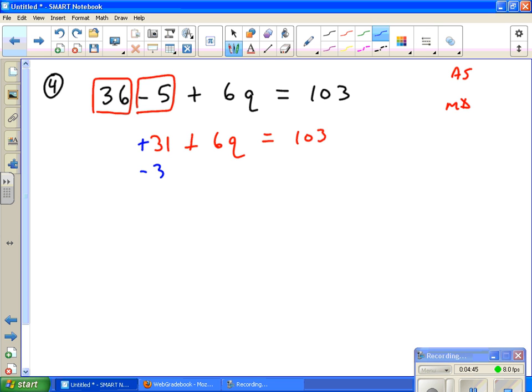Undo that by subtracting 31. Subtract 31 on the left, you need to subtract 31 on the right. That'll cancel out and leave you with just 6q. Subtract 31 on the left and it leaves you with 72.